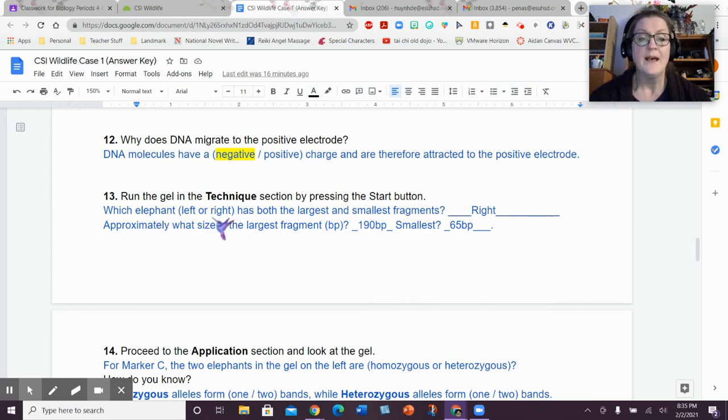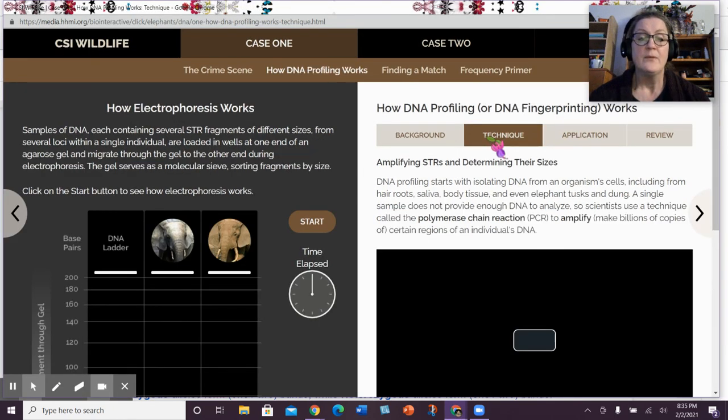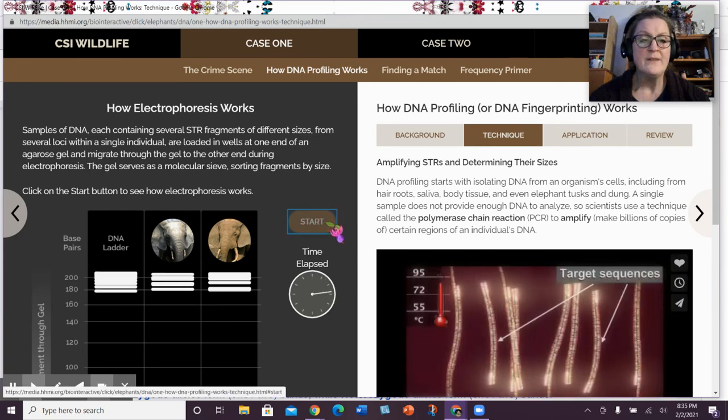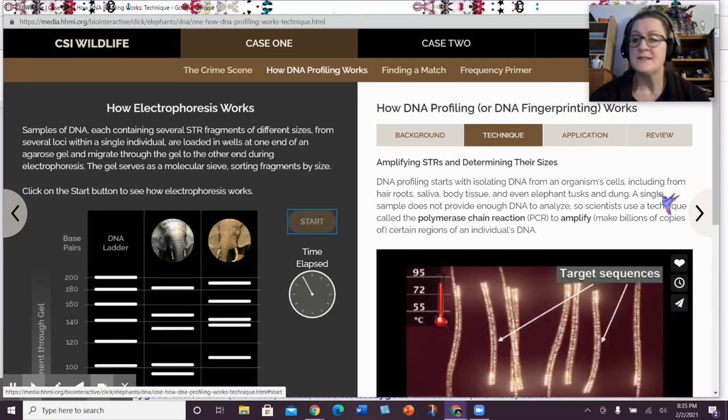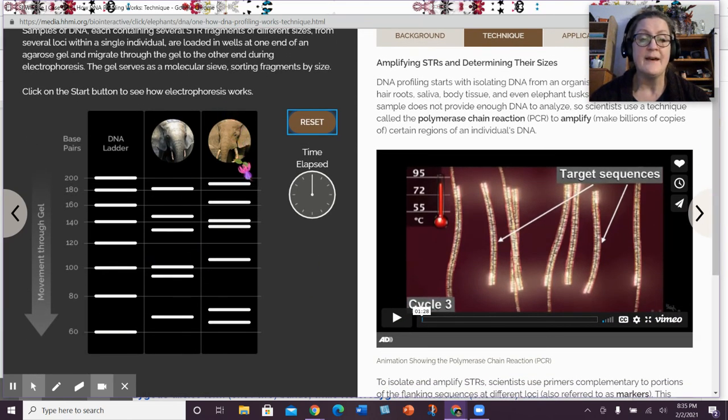We did that. And we were looking for what is the largest and the smallest fragment. Okay, so let me just back up and I'll show you that piece. I'm going to back up to technique here. And when we ran this gel, one of these elephants had both the largest and also the smallest DNA piece, and that would be this guy over here on the right. So this is the largest DNA piece, band, because it moved the least amount. So it's the largest, and you can look over here to find out how many base pairs this corresponds to.